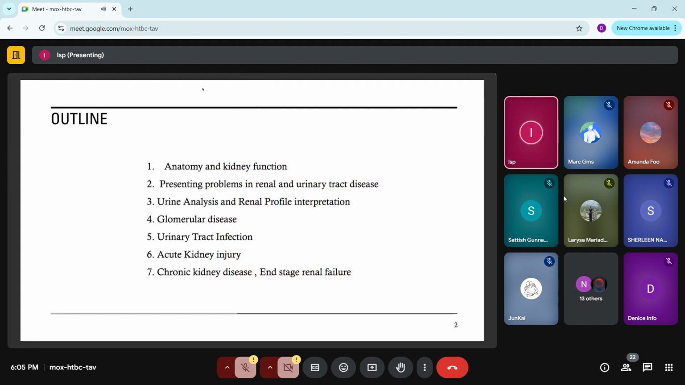All right. So in the first part of the lecture, we'll talk a little bit about normal anatomy. How does the normal kidney function? How does the urine form? And then we'll talk about how kidney problems usually present. How do we investigate any kidney problem that arises? And then we will go through common problems or common diseases affecting the kidney and the urinary tract systems.